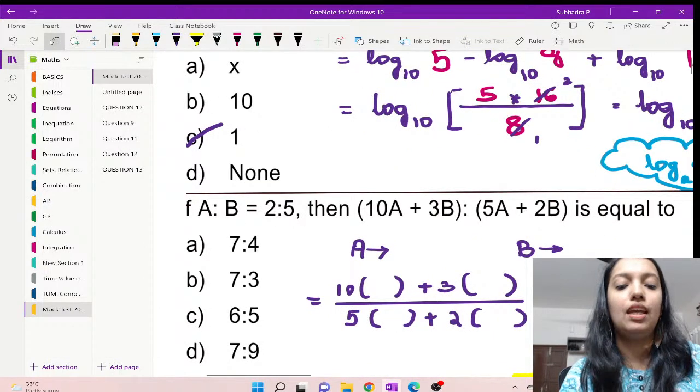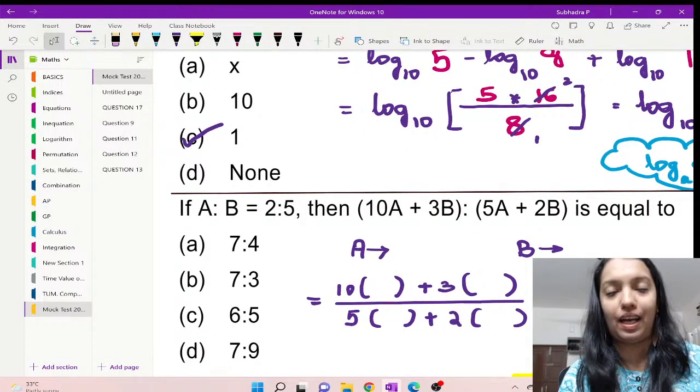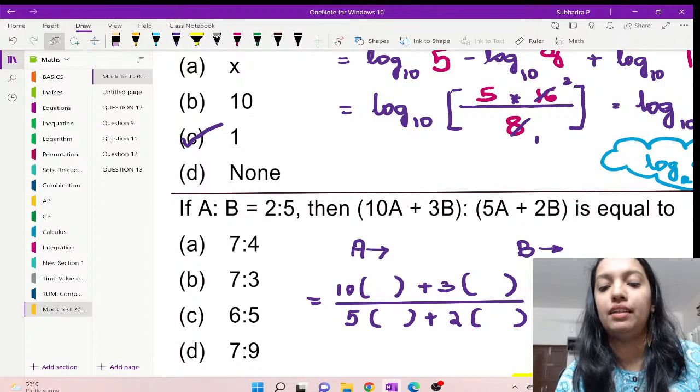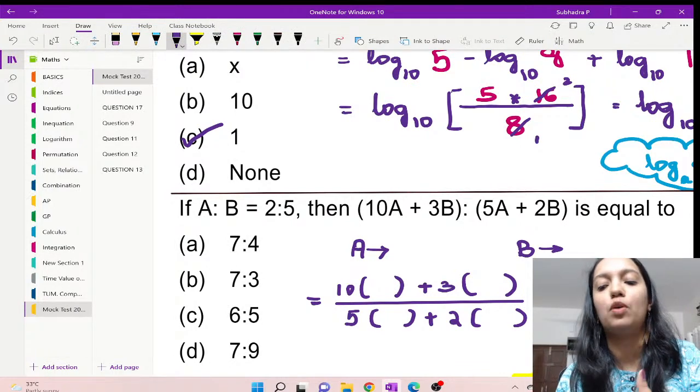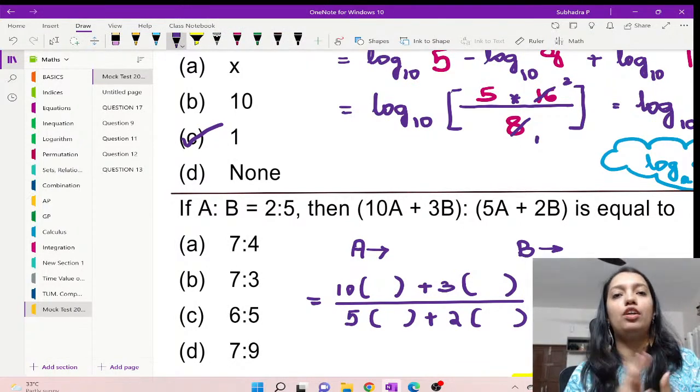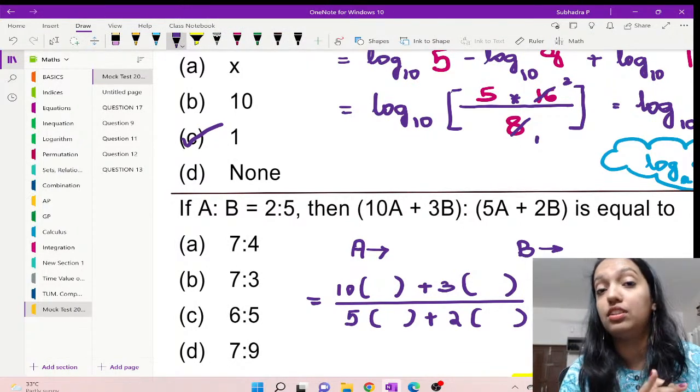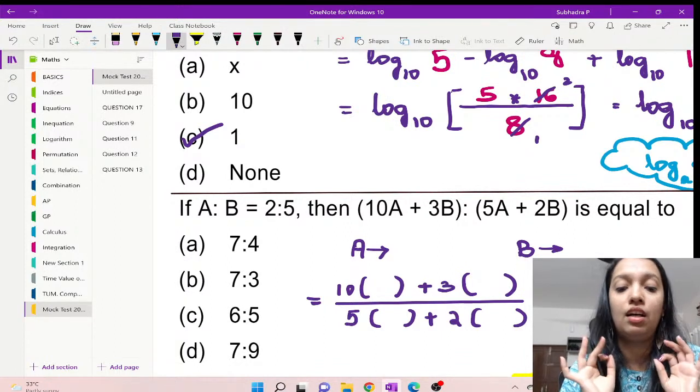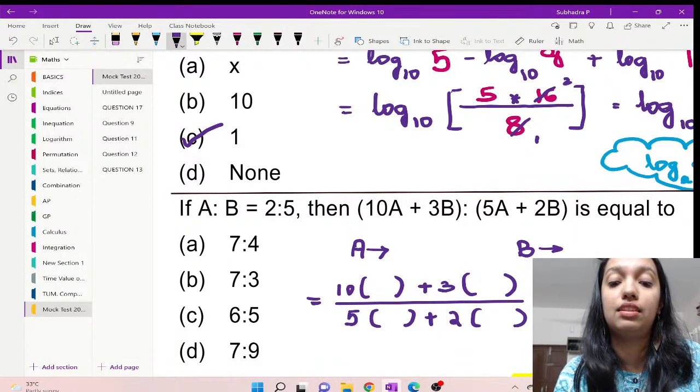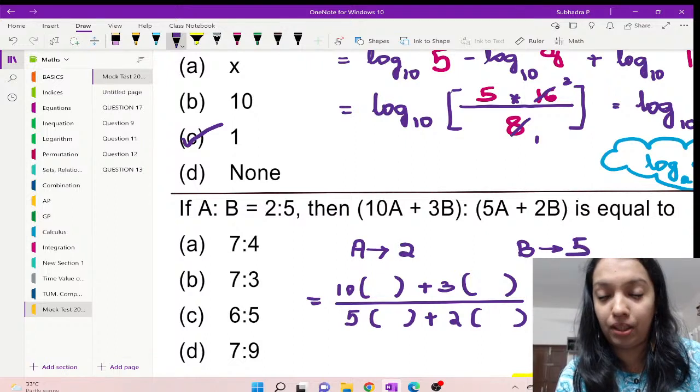If A is to B is equal to 2 is to 5, I am discussing the second question, then 10A plus 3B is to 5A plus 2B is equal to dash. Now for such kind of questions, as a short trick, this is not the normal way that we answer, you can consider A to be 2, B to be 5.